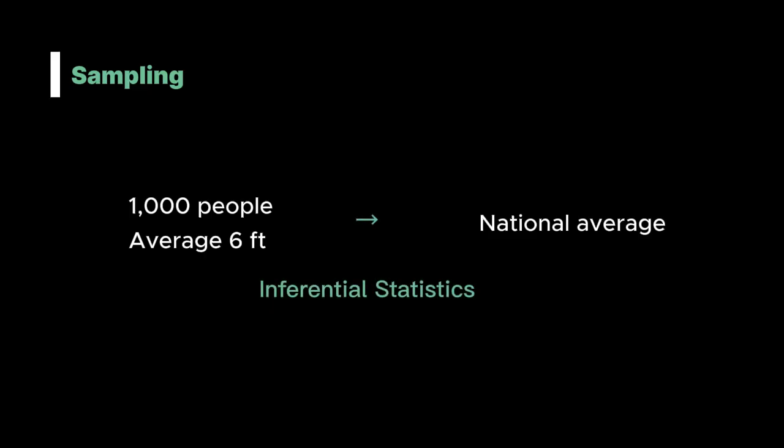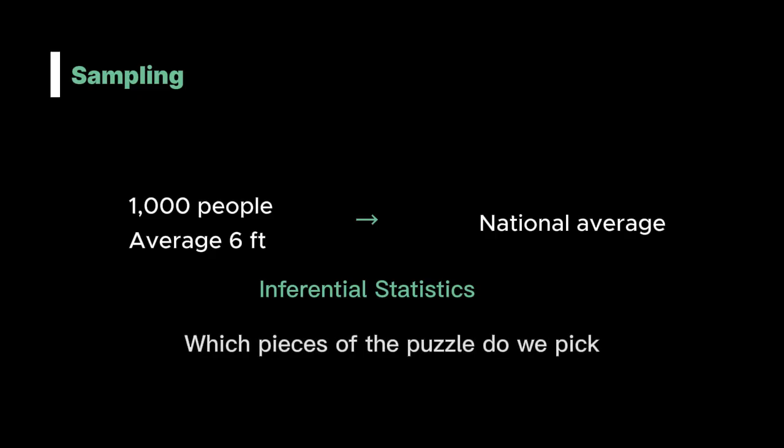If we randomly measure 1,000 people and find an average height of 6 feet, we can use that to infer the national average. That's the beginning of inferential statistics. But here's the key. Which pieces of the puzzle do we pick? If you only survey your company's sales team about the new product, your average enthusiasm level will be way off. That's where probability comes in.